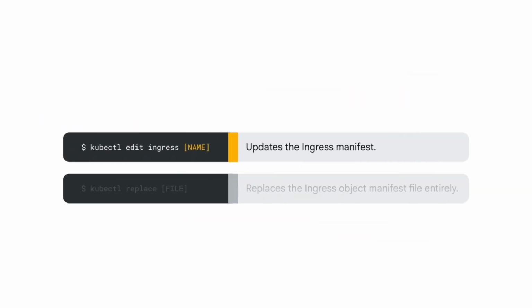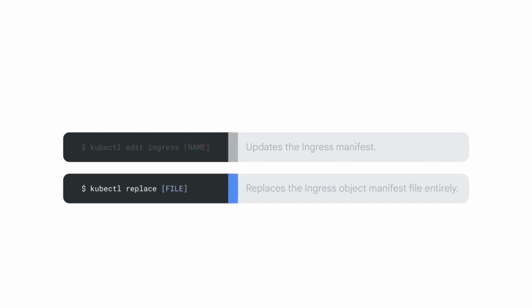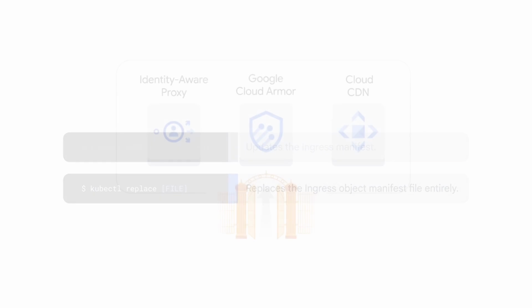Ingress can be updated with a kubectl edit command. When the ingress resource has been updated, the API server will tell the ingress controller to reconfigure the application load balancer according to the changes that have been made. Ingress can also be updated by using the kubectl replace command, which replaces the ingress object manifest file entirely.